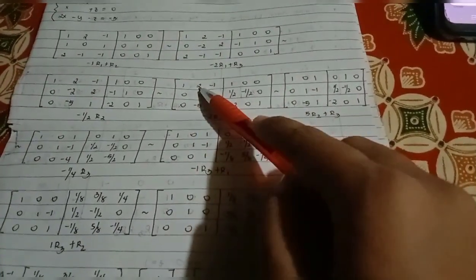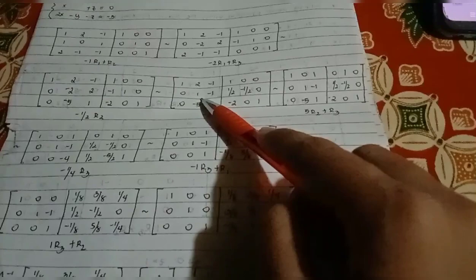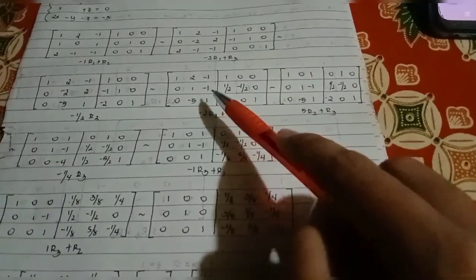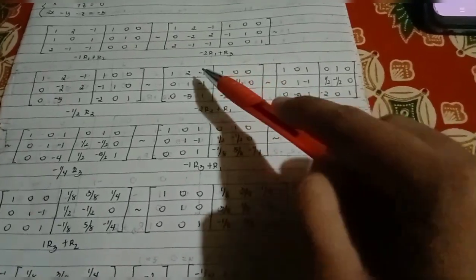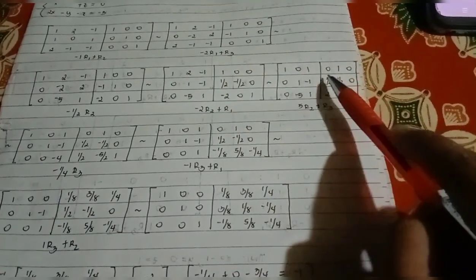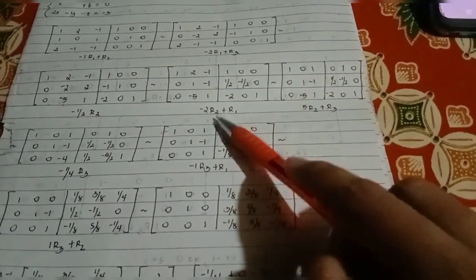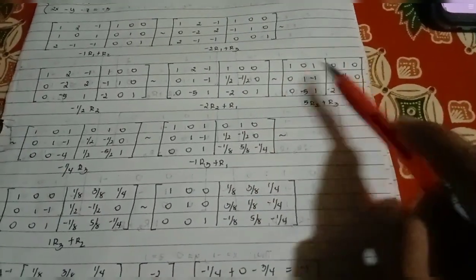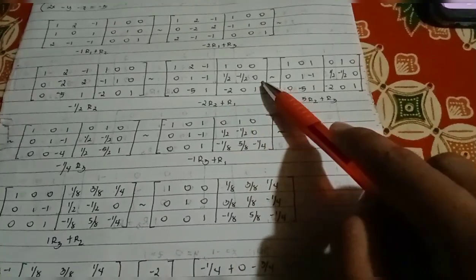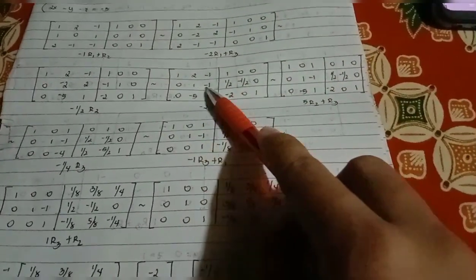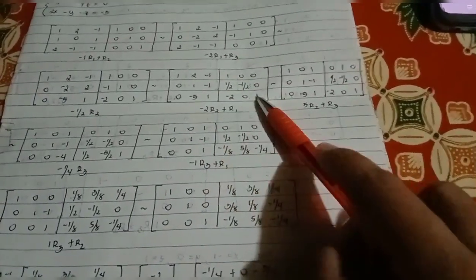-2 times 1, rather, plus 2 is equal to 0. -2 times -1 plus 1 is equal to 1. -2 times 1/2 plus 1 is equal to 0. -2 times -1/2 plus 0 is equal to 1. -2 times 0 plus 0 is equal to 0. So copy the second column and then the third column.